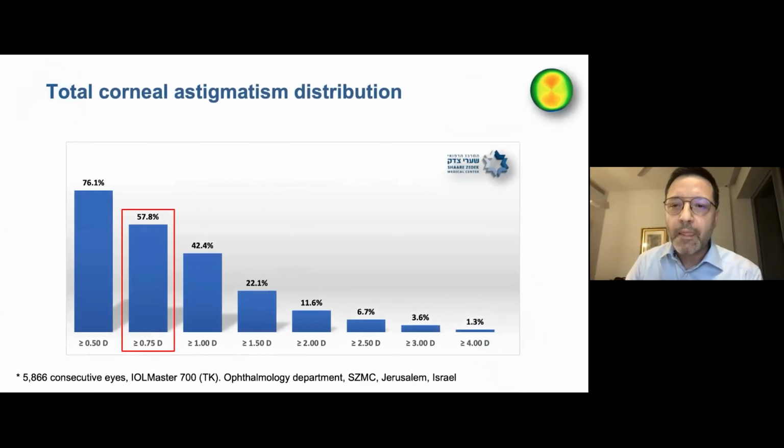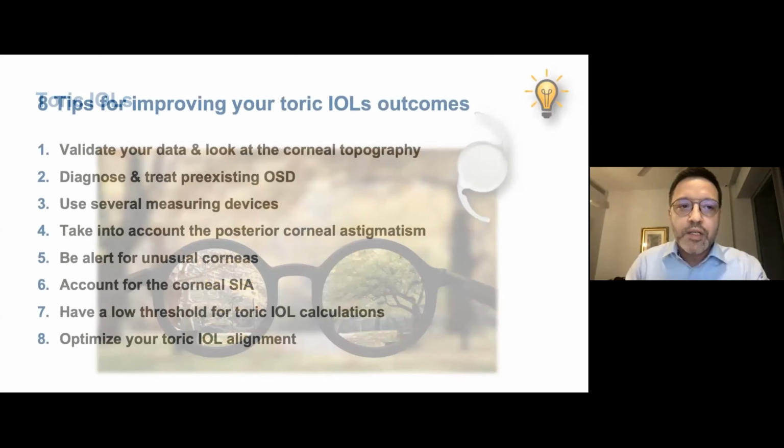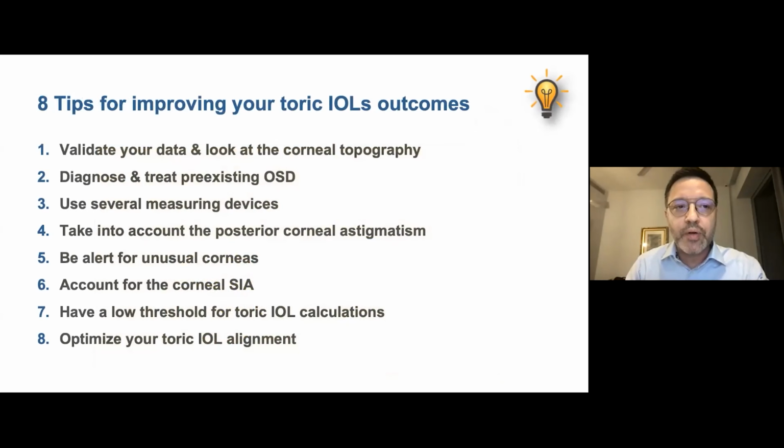Corneal astigmatism is a common condition. If we look at the large database, it shows that more than half of the eyes have 0.75 diopters of total corneal astigmatism or more. So actually the amount of cataract patients that might benefit from astigmatism correction is huge. And toric IOLs are gradually becoming the standard of care for these patients. But as we all know, the refractive results following their implantations are not always predictable. So this evening, I would like to share with you 8 tips for improving your toric IOL outcomes.